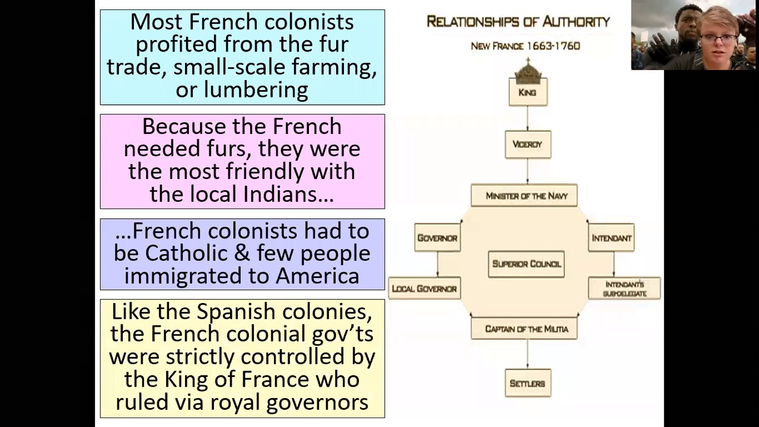Like the Spanish colonies, the French colonies' governments were strictly controlled by France, who ruled via royal governors. So you have a king, a viceroy, a master of the navy. You've got governors and attendants, local governors, superior councils, and then the settlers are at the very bottom.